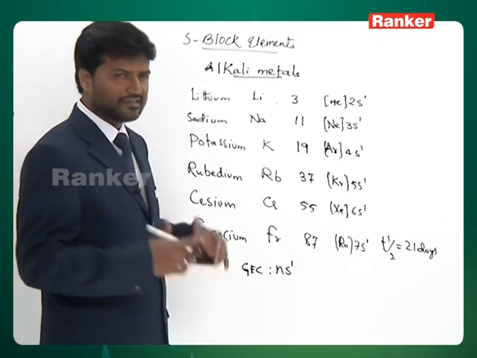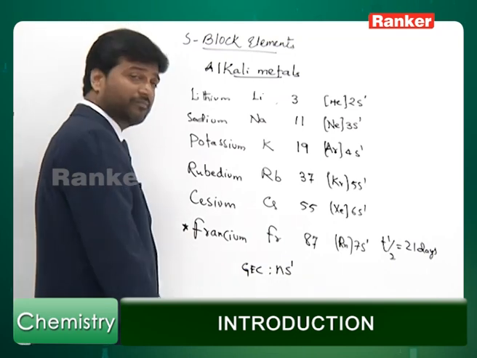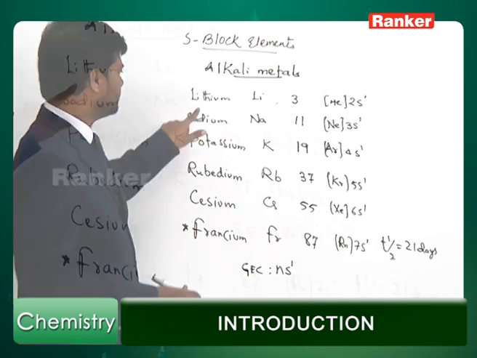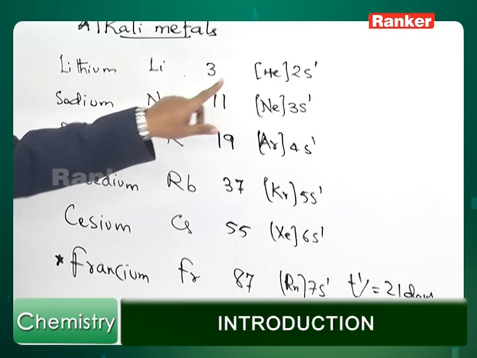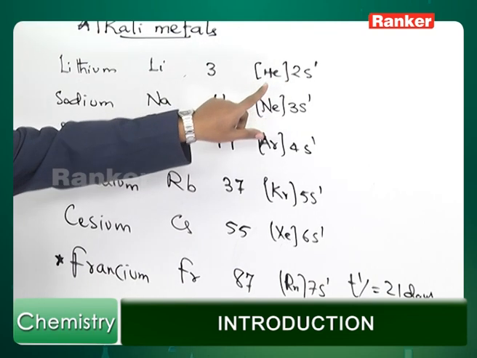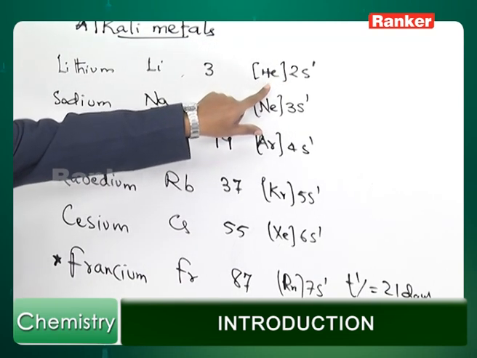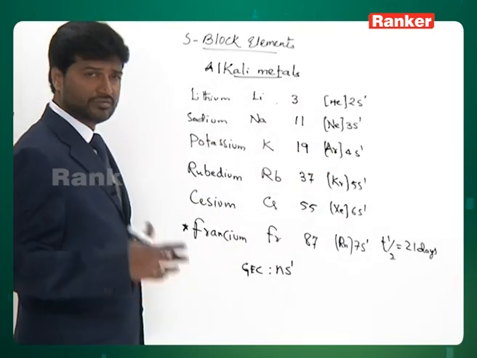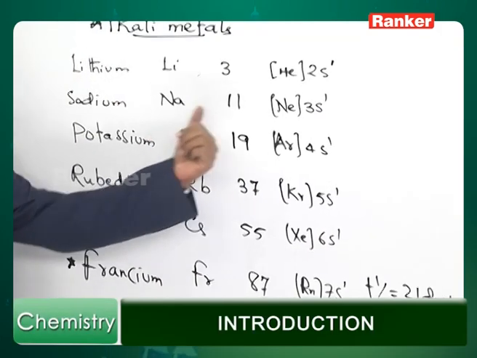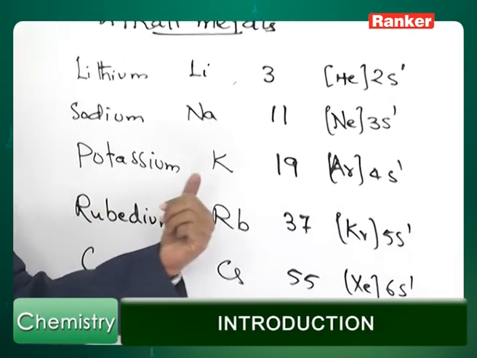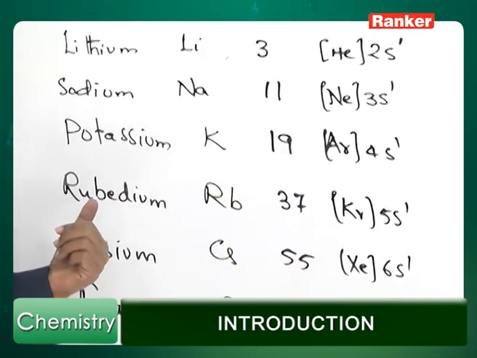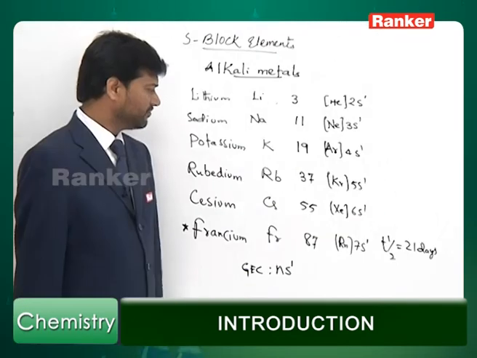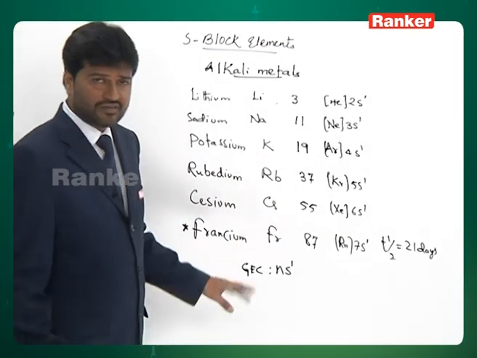Now, let us talk about general trends in their physical and chemical properties. This is the list of elements. Please go through the list. Lithium, Li, its atomic number is 3. Its electronic configuration is represented like this, where you have a helium core and one lone electron in the 2s subshell. Sodium, Na, atomic number is 11. Potassium is K with atomic number 19. Rubidium is Rb, atomic number 37. Then cesium, 55. So, this is the list of alkali metals.